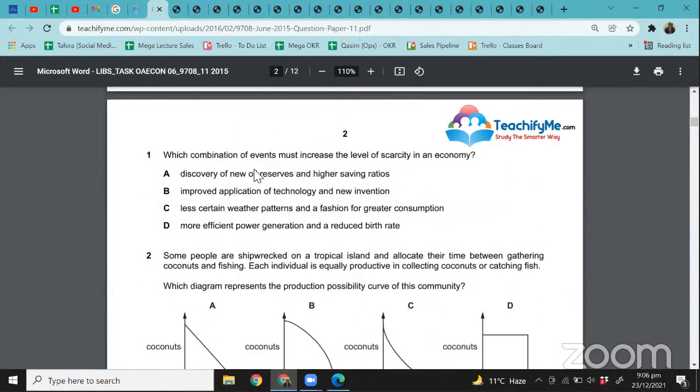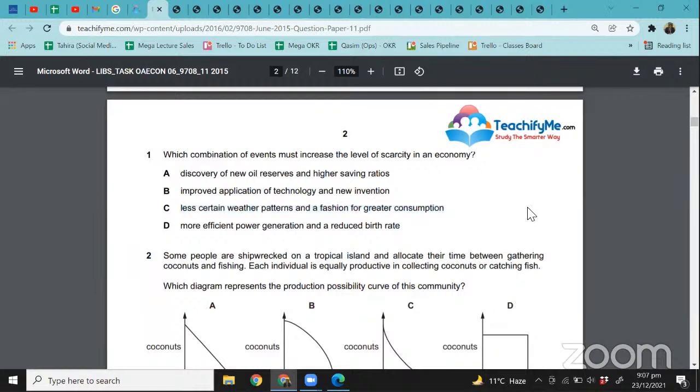So the first question here says, which combination of events must increase the level of scarcity in an economy? A, discovery of new oil reserves and higher saving ratios. B, improved application of technology and new invention. C, less certain weather patterns and a fashion for greater consumption. D, more efficient power generation and a reduced birth rate. So what do you think is the answer, students? So what will increase the level of scarcity?